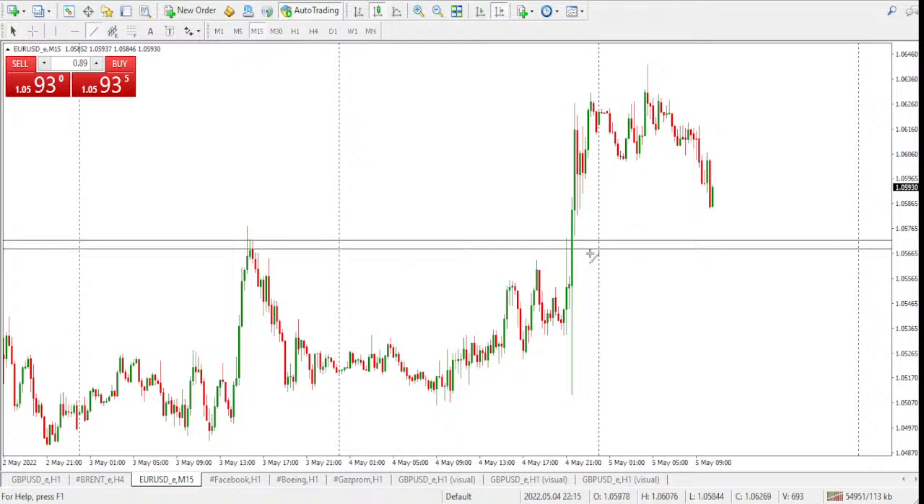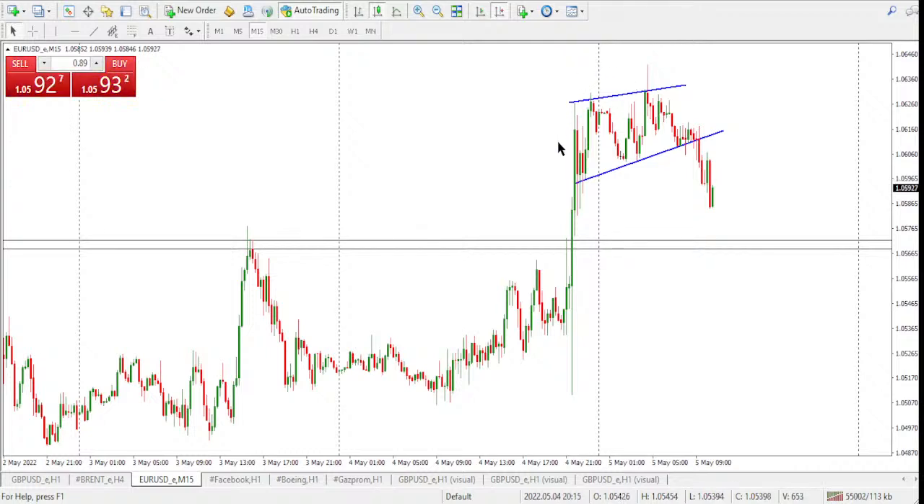The next thing which I'm seeing here is that we have a shape. It has been violated to the lower side. So we expect that the sellers should push price down and touch this level, as I've said, so that we look for a buy position when the price gets to this point here.